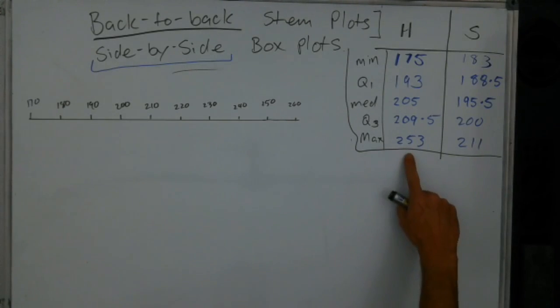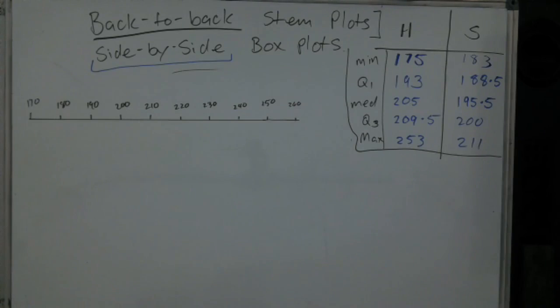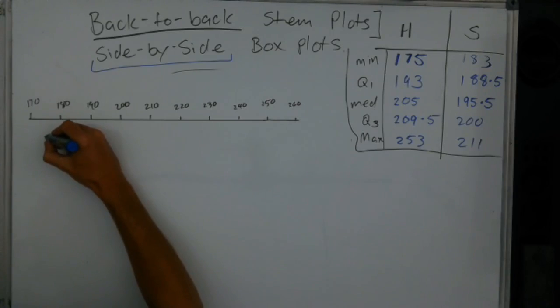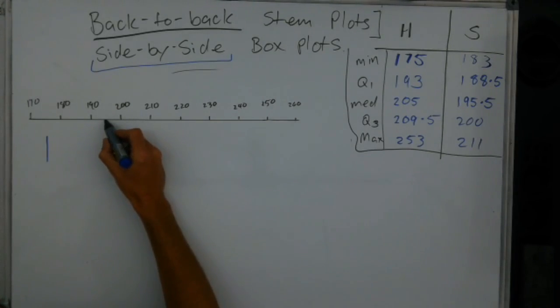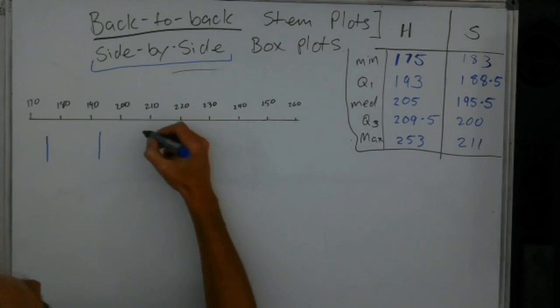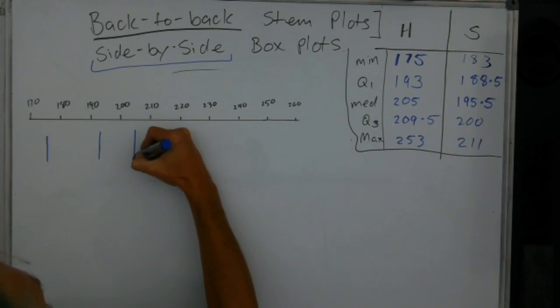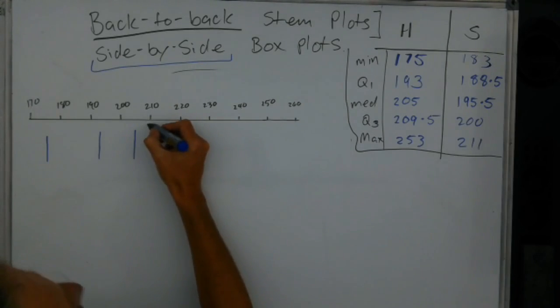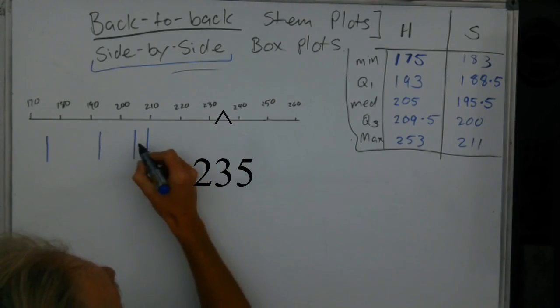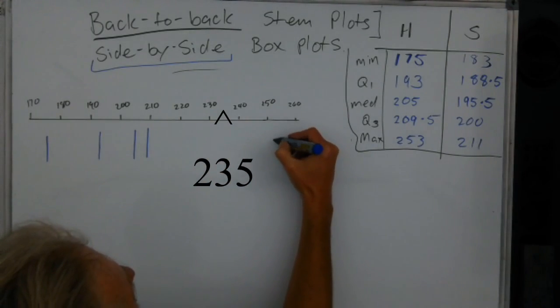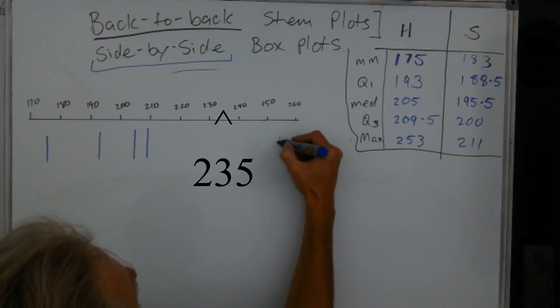So I'm going to do this one first. Let's go in blue. So 175 is there. 193, that's 193, would be about there. 205. 209.5 is really close to 210. And 253. That's about there.